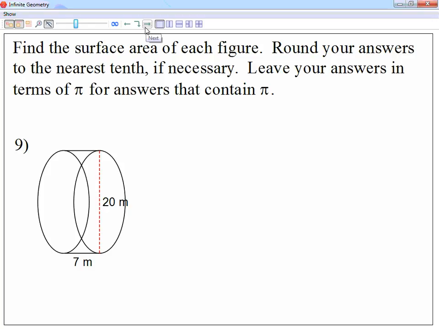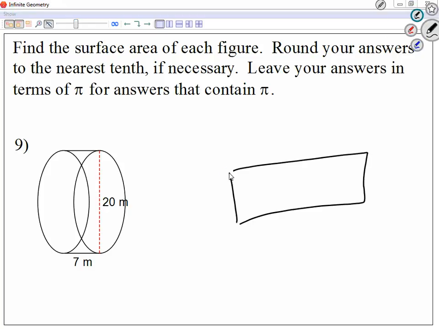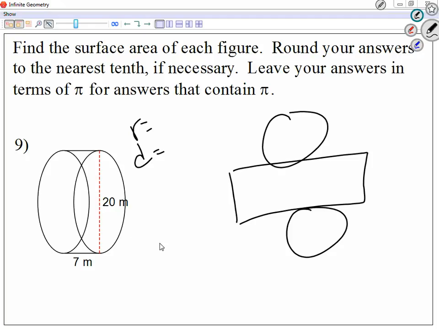Number 9. For this, I know I have to do a big rectangle. Now my bases are circles. So I'm going to treat it the same way. The information that I do need are radius and diameter. I need both. The 20 that I see there, is that the radius or the diameter? Diameter. So how big is the radius? 10. Alright, so we need both.